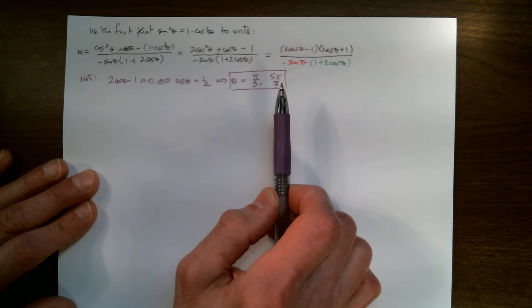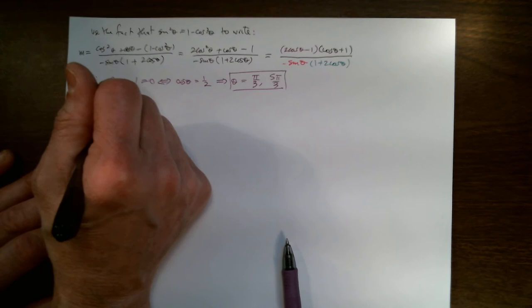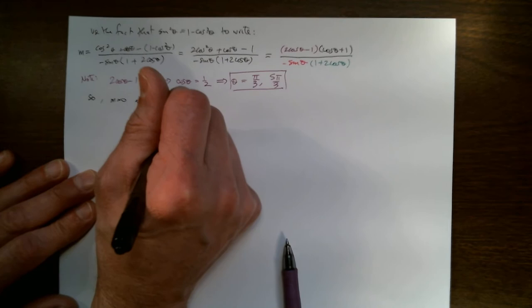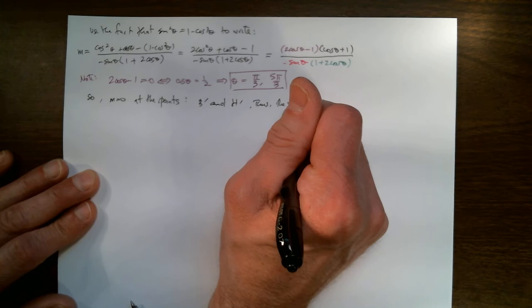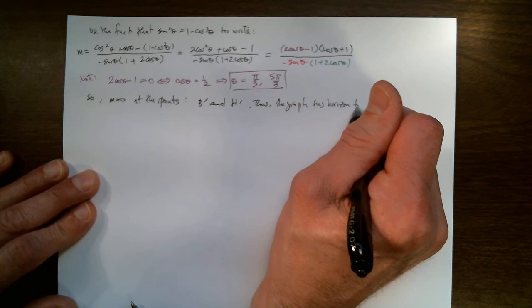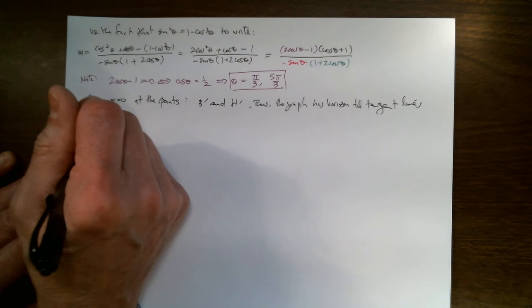So in other words, m is equal to 0 at the points on our graph which were labeled as b prime and h prime. And thus the graph has horizontal tangent lines at both b prime and h prime.